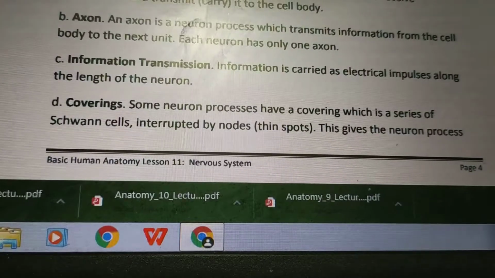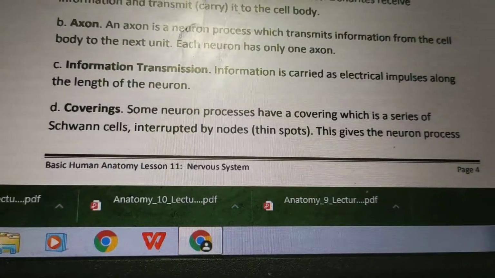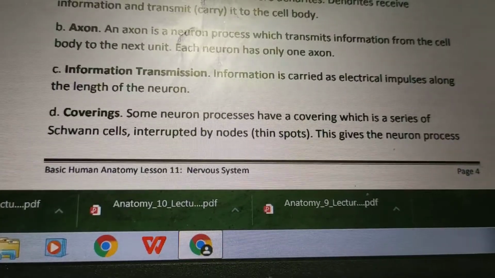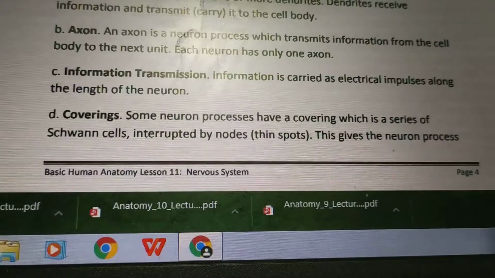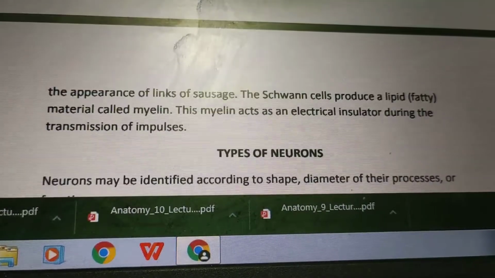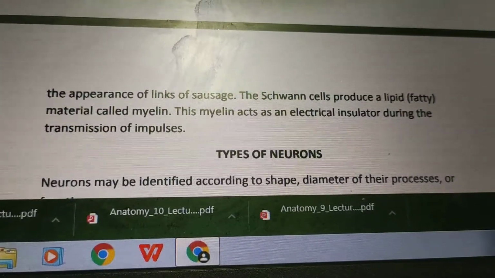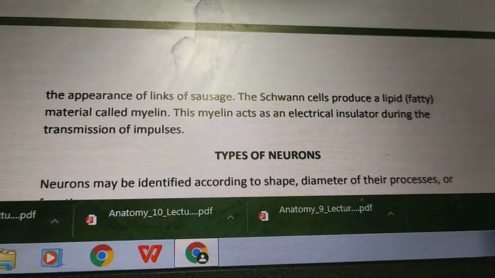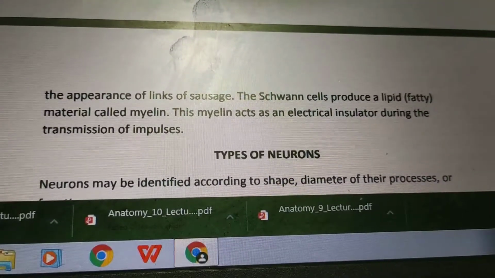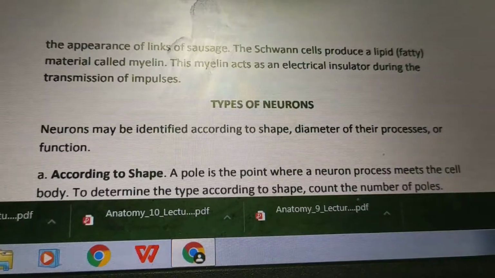Coverings. Some neuron processes have a covering, which is a series of Schwann cells interrupted by nodes, thin spots. This gives the neuron process the appearance of links of sausages. Schwann cells produce a fatty lipid material called myelin. This myelin acts as an electrical insulator during the transmission of impulses.